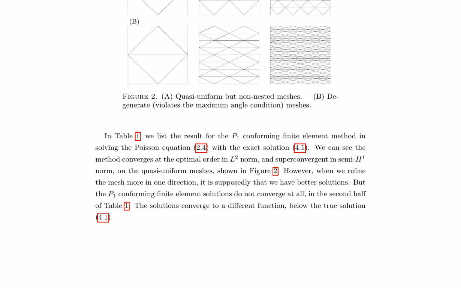This highlights a limitation of the P1 conforming finite element method when using degenerate meshes, consistent with the theoretical analysis presented earlier, which showed that the maximum angle condition is necessary for the convergence of the finite element method. The numerical test underscores the importance of using meshes that satisfy the maximum angle condition to ensure the accuracy and robustness of the finite element solutions.